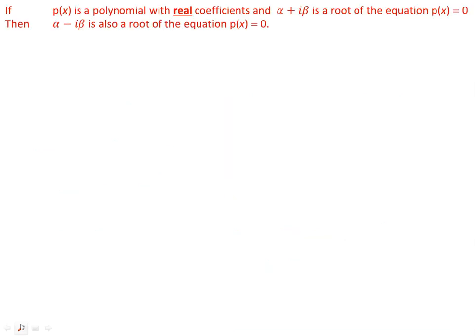Now, there's a very important result, which says that if we have p is a polynomial with real coefficients, and if alpha plus i beta is a root of the equation p of x equals 0, then alpha minus i beta is also going to be a root of the equation p of x equals 0. In other words, if we have a real polynomial, then the complex roots appear in pairs, the complex root together with its complex conjugate.